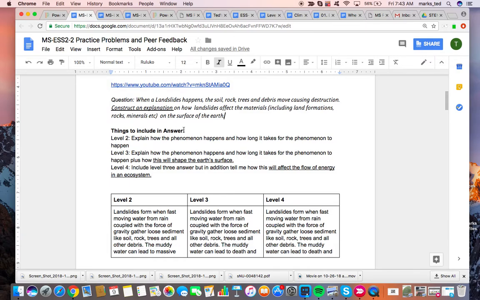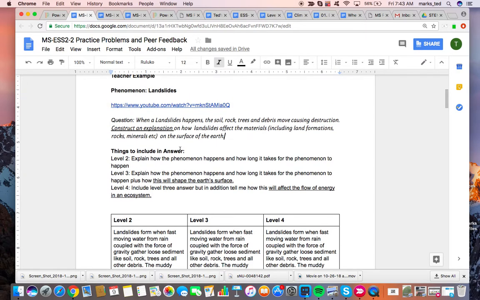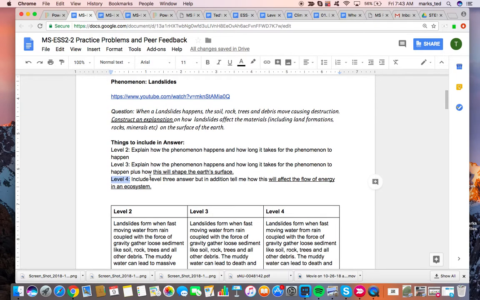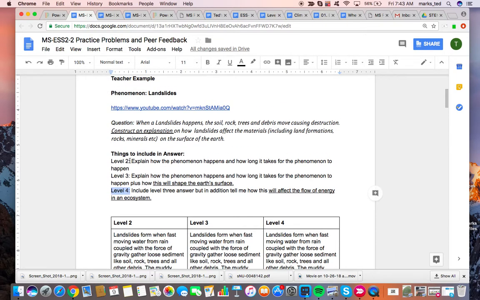Now, how we've catered this to different students in the class is you could give a level 2 response, a level 3 response, or if you want to go for 100%, a level 4 response. And I've done an example for you. So in a level 2 response, the only thing that you have to answer is explain how the phenomenon happens and how long it takes for the phenomenon to happen.